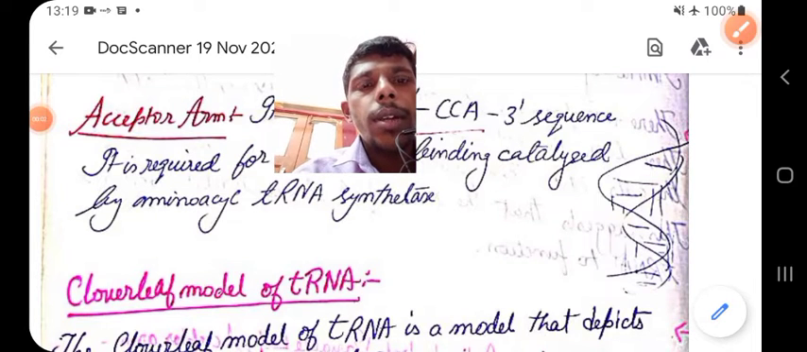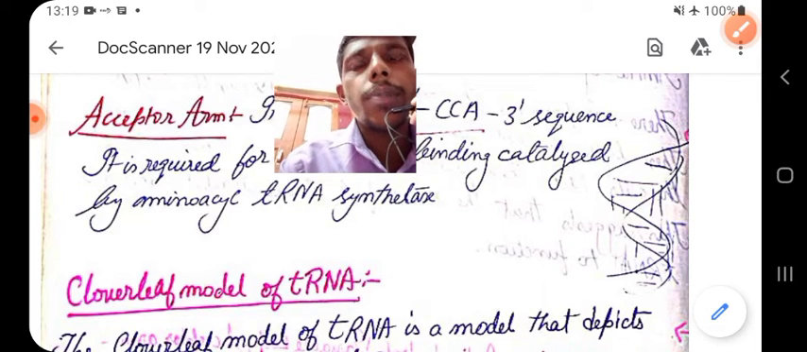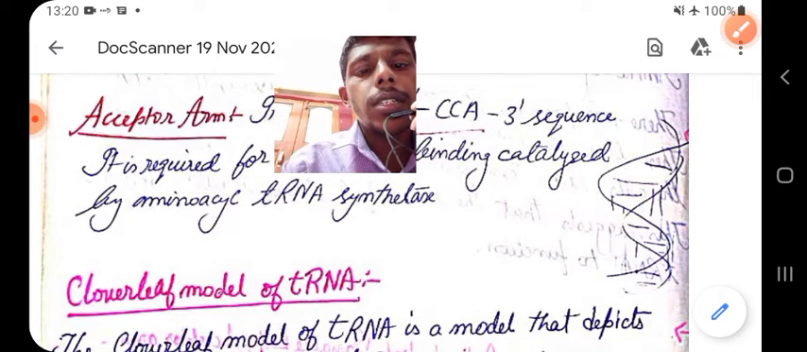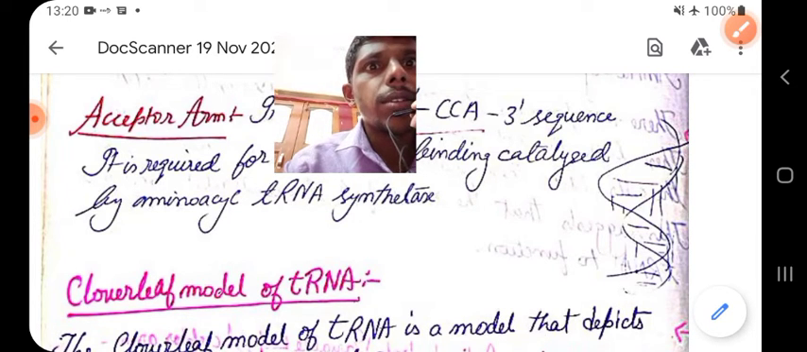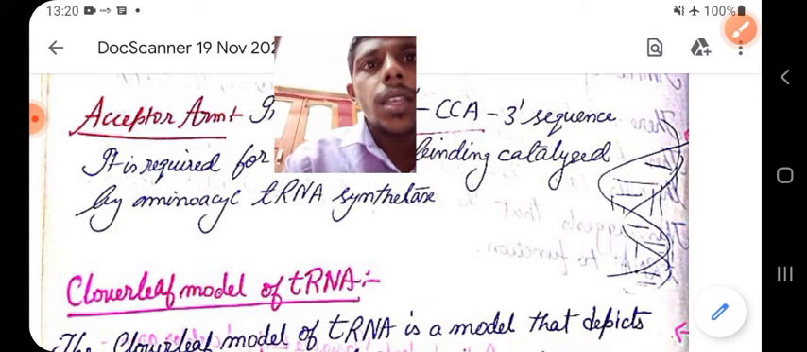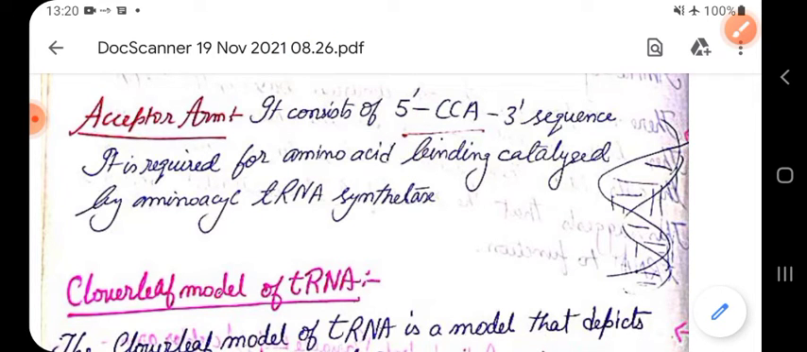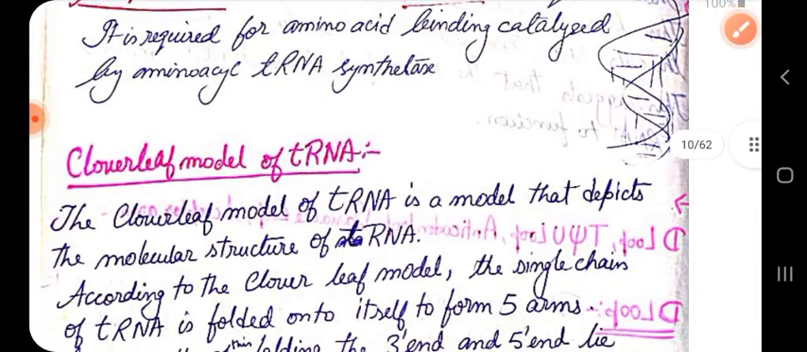So we were doing the translation process, and in the first video lecture we covered up to the acceptor arm of tRNA structure. Now I will discuss the cloverleaf model of tRNA, and then I will go through how tRNA carries that amino acid on its acceptor arm with the help of the enzyme called aminoacyl tRNA synthetase. Let us see. So let's begin. This is your second video lecture of the translation process. I hope it will help you in your examinations.